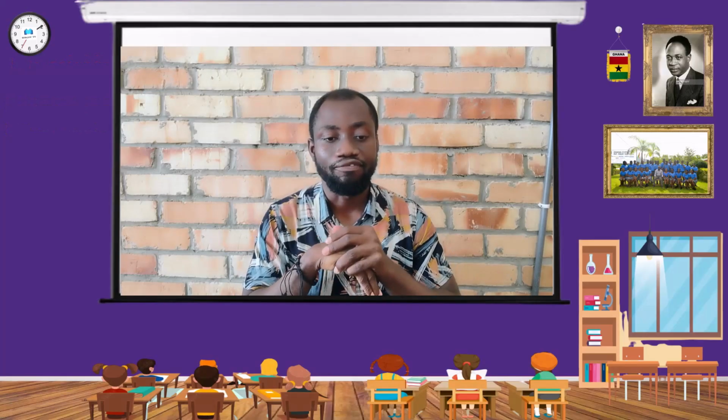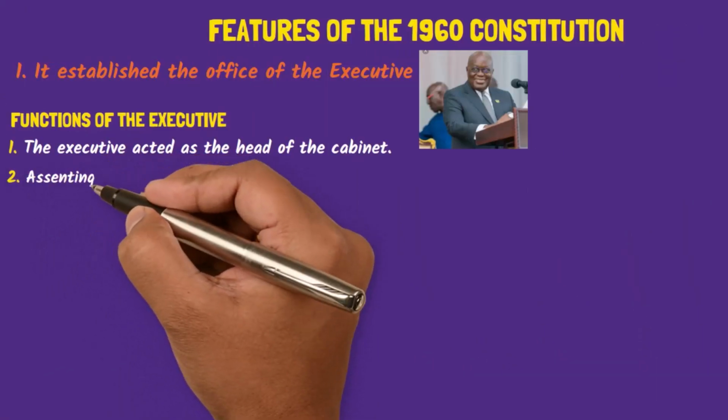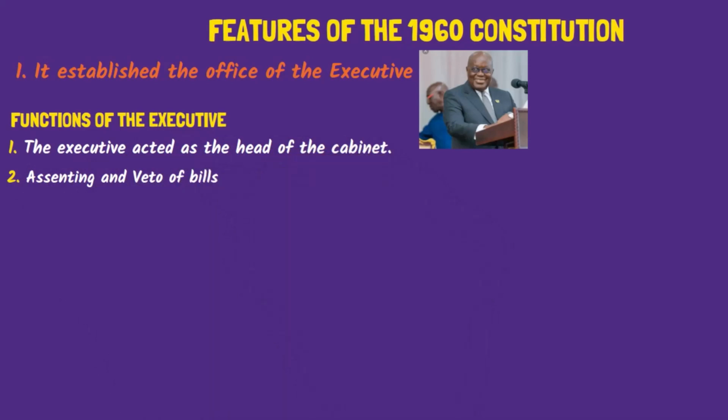The second function of the president was assenting and veto of bills. The president was empowered by the 1960 Constitution to assent to all bills passed by Parliament before they could become law. The president was also given power to veto parliamentary bills if they were found not to meet certain criteria or expectations.